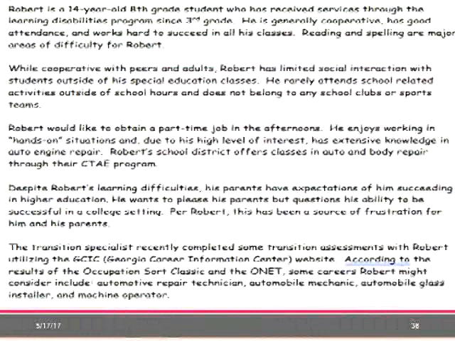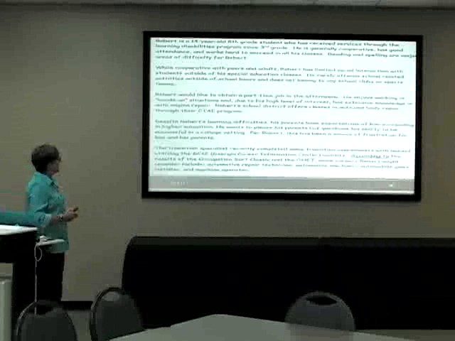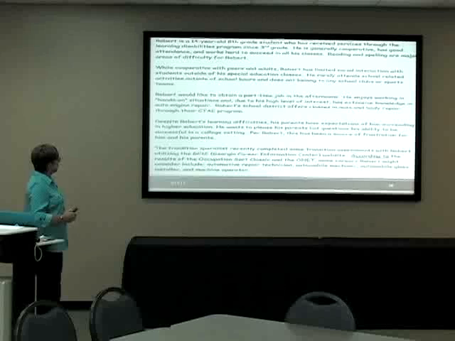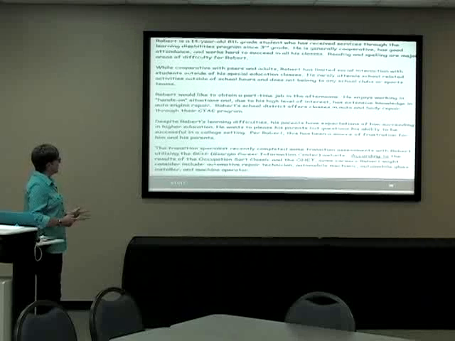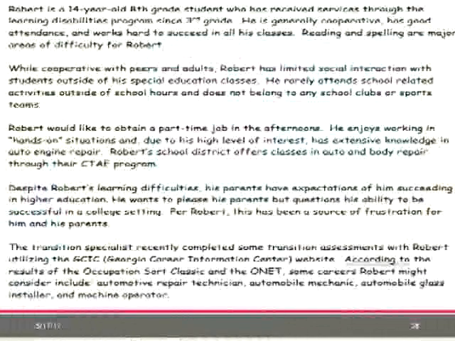Robert would like to obtain a part-time job in the afternoons. He enjoys working in hands-on situations and, due to his high level of interest, has extensive knowledge in auto engine repair. Robert's school district offers classes in auto and body repair through their CTAE program. Despite Robert's learning difficulties, his parents have expectations of him succeeding in higher education. He wants to please his parents, but questions his ability to be successful in a college setting. Per Robert, this has been a source of frustration for him and his parents.